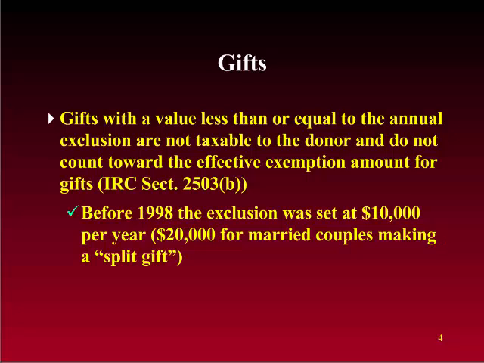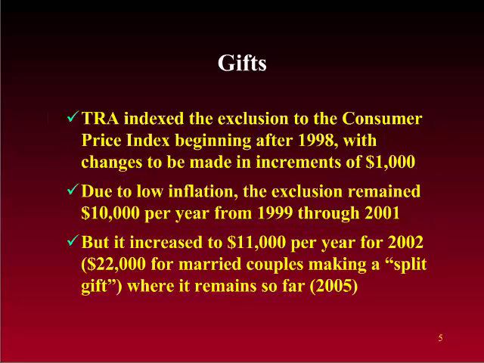The provision that talks about gifts is Section 2503 of the Internal Revenue Code. Before 1998, the exclusion was set at $10,000, or $20,000 per year for married couples making what's called a split gift. I never have figured out why it's called a split gift if you're joining two gifts together. But it was at $10,000 for a long time. The Taxpayer Relief Act, though, indexed the exclusion to the Consumer Price Index beginning after 1998, with changes to be made in increments of an even $1,000. Due to low inflation, the exclusion remained $10,000 a year from 1999 through 2001, but now it's gone up to $11,000 starting in 2002, and it still is there.